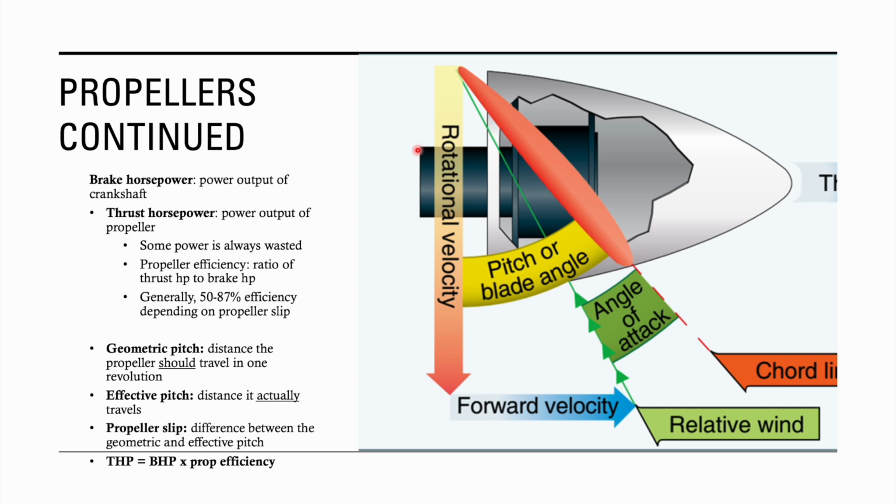Effective pitch is how much it actually travels through the air once it's spinning. Again, because there's some loss in efficiency, you have propeller slip, which is the difference between geometric and effective pitch. Again, you're not going to be asked about this on a checkride or a written test. It's kind of just understanding a little more detail.